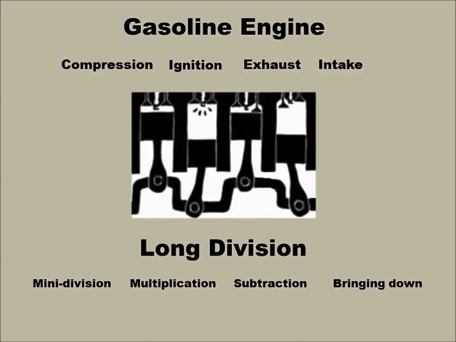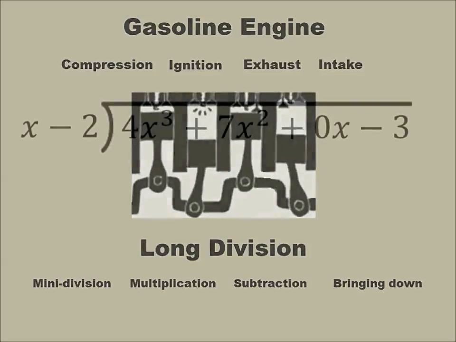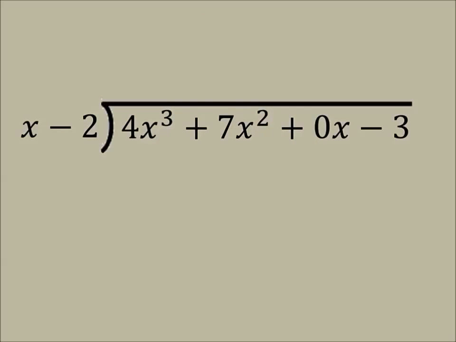I'm illustrating by polynomial long division rather than place value numeral long division, because polynomial long division is highly structured, as is a gasoline engine. In the mini division, we say how much the x in the divisor can go into the 4x cubed. It can go 4x squared times. I put 4x squared on the top left corner.